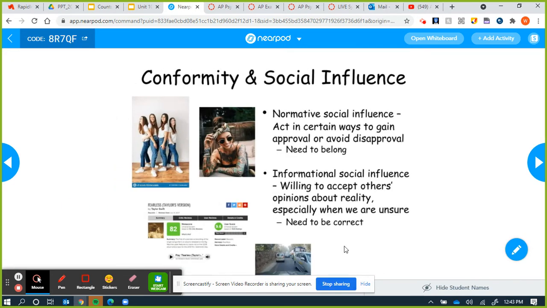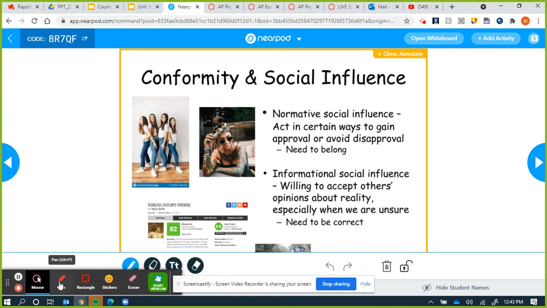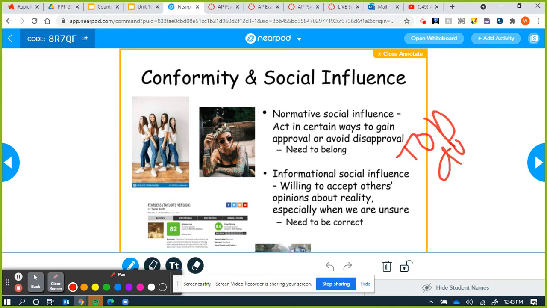All right, so there you go. That's normative social influence. The other type of social influence is what is called informational social influence. Normative social influence would fall into the category of top-down processing, just going based off of your expectations. Informational social influence is more like bottom-up processing.